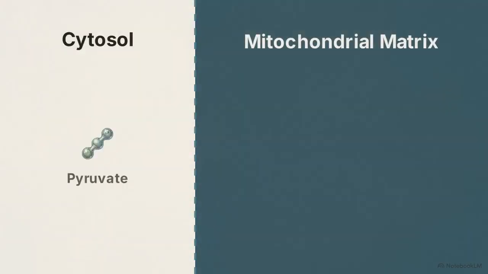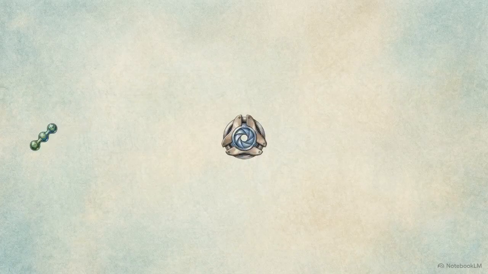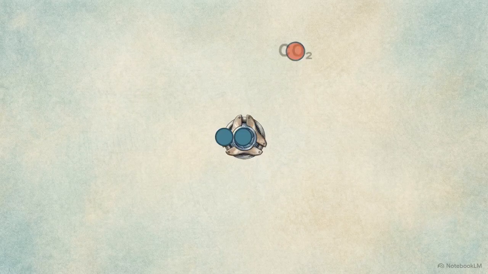The process begins when pyruvate, the end product of glycolysis, crosses into the mitochondrial matrix. Here it encounters the pyruvate dehydrogenase, or PDH, complex. This multi-enzyme structure serves as the one-way gateway into aerobic respiration. Within this complex, the 3-carbon pyruvate is irreversibly cleaved. 1 carbon is released as carbon dioxide waste, and the remaining 2 carbons attach to coenzyme A, forming acetyl-CoA.